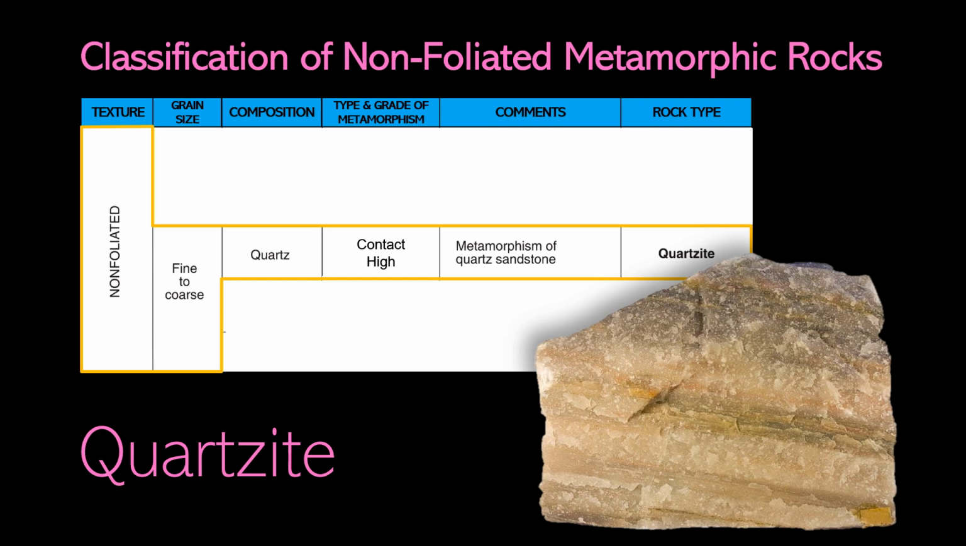Quartzite typically forms at a medium to high metamorphic grade, often associated with regional metamorphism where significant tectonic forces are at play. Its hardness and durability make it suitable for various applications, including construction and landscaping.